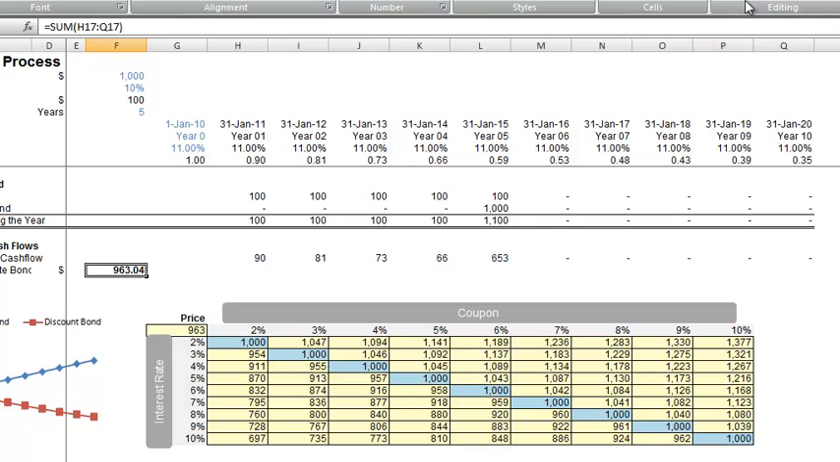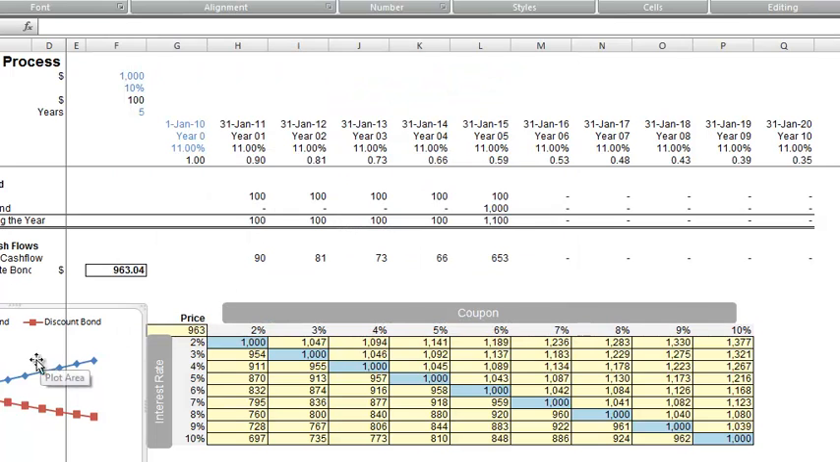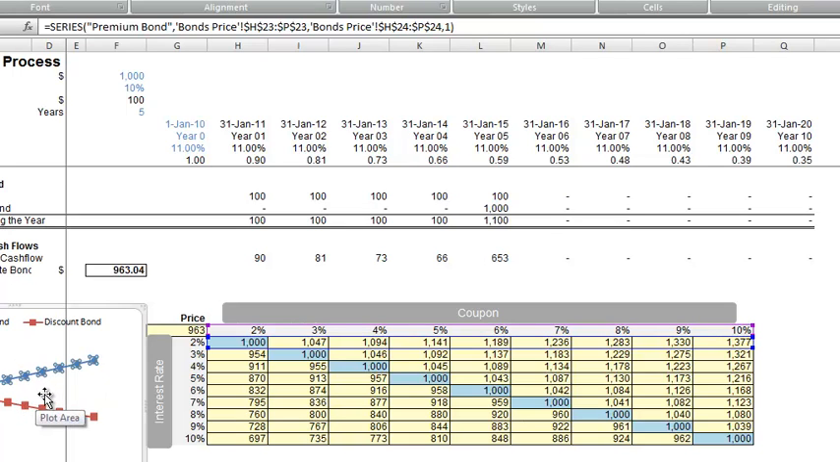Now if I plot this on a graph, the discount bond will start from here, and it would be always lower than the face value. And similarly, the premium bonds would be always higher than the face value. Now the important thing to note here is this is not with respect to time. Okay, so this is with respect to the coupon. All right.